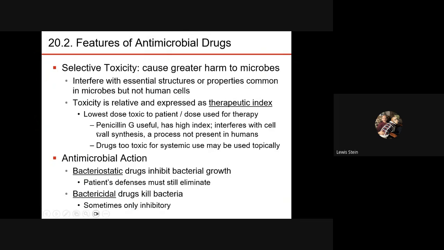Again, penicillin G, high index, interferes with cell walls. And a lot of times, why do we put certain things in topical antibiotics? Because your body would be destroyed by them internally. Doesn't mean they're not good.